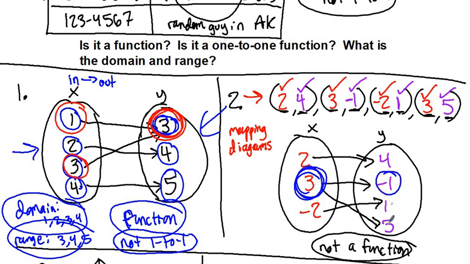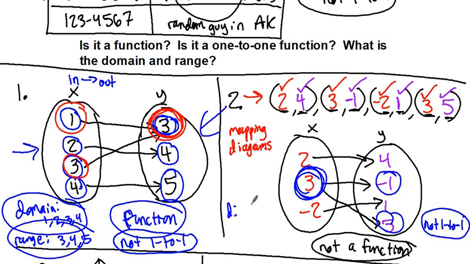It has both -1 and +5. So this is not a function. Because it's not a function, it can't possibly be a one-to-one function. If it's not a function at all, it can't be one-to-one, because in order to be one-to-one, you have to at least be a function.